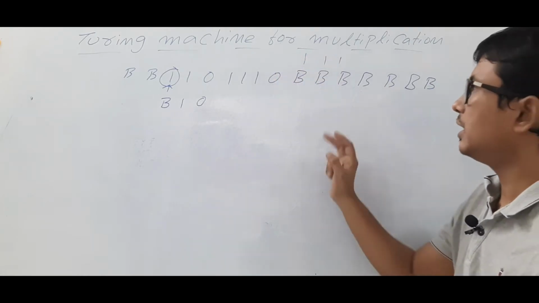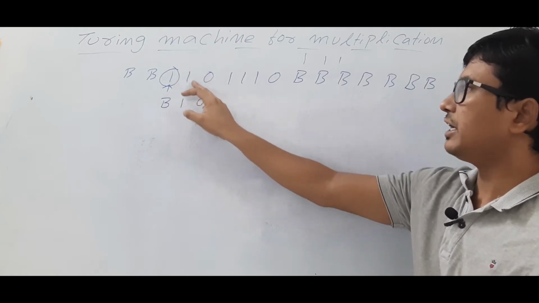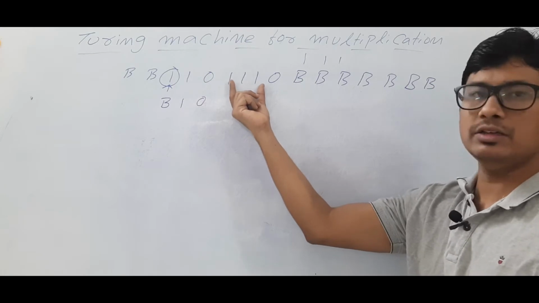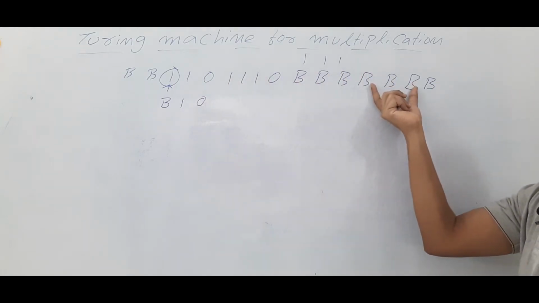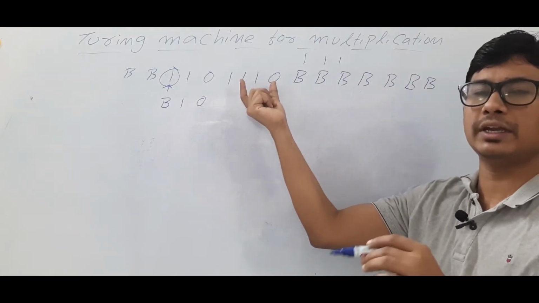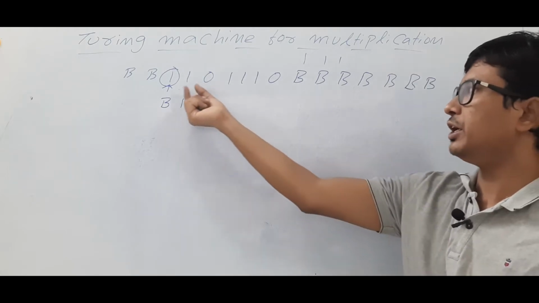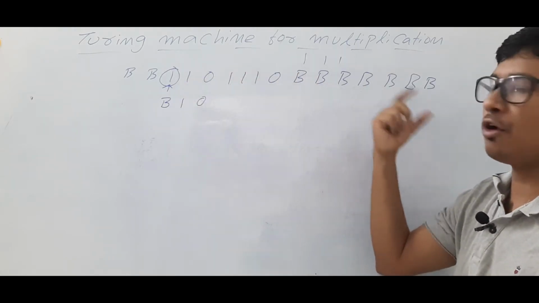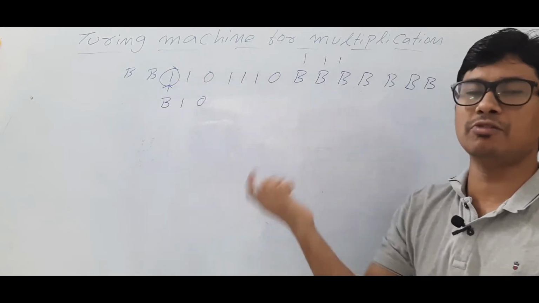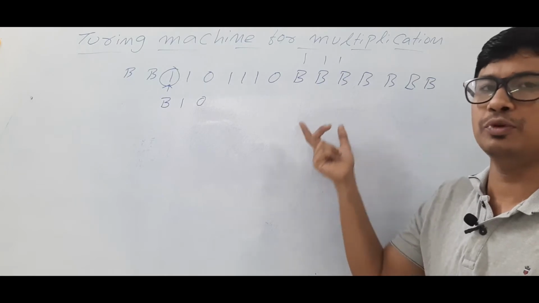Then again I will come back, take this one, and make it a blank. Then again all these ones I will place here. So what will happen? I will get 6 ones, and these input ones also we will make blank, so that at the output you have only ones, because your input also consists of ones and your output also consists of ones. So all these inputs I will make blank at last, so that you have only the output ones.